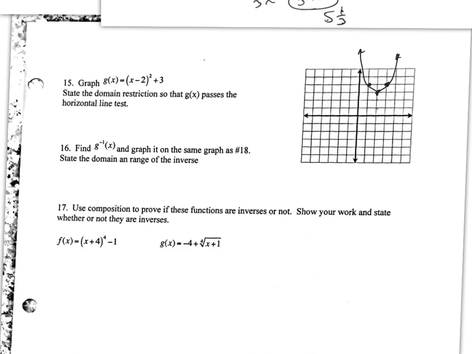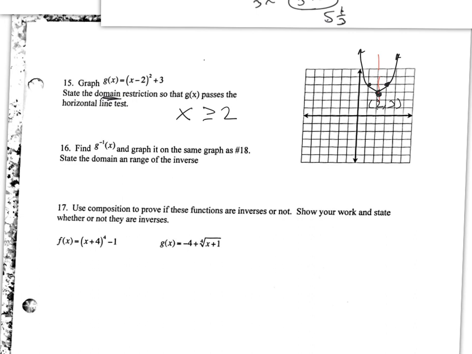It says state the domain restriction so that our function can pass the horizontal line test. Well, this is where you break it up right at the vertex. So you have to basically pick left half or right half. I'm going to pick the right half. Remember, this point right here is important. That's the point (2, 3). That's where x is 2. So we want to use the x value because it says domain. Domain goes with x. x is greater than or equal to 2.